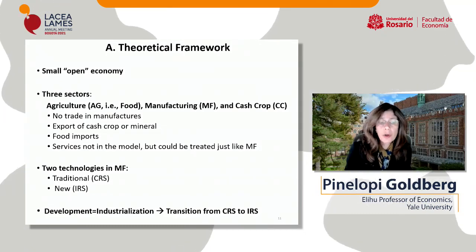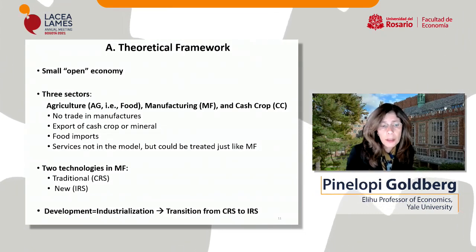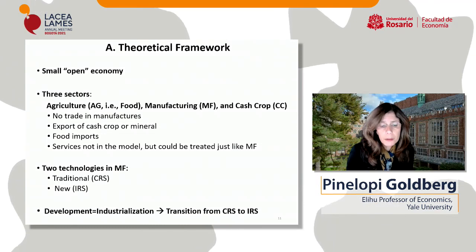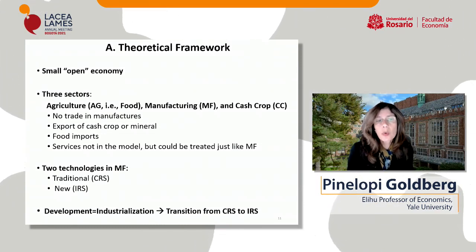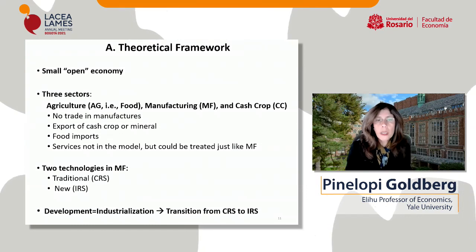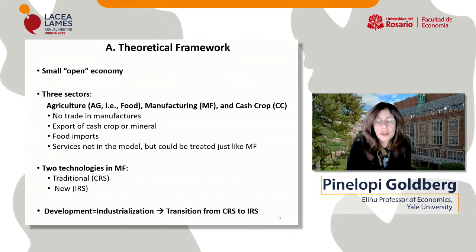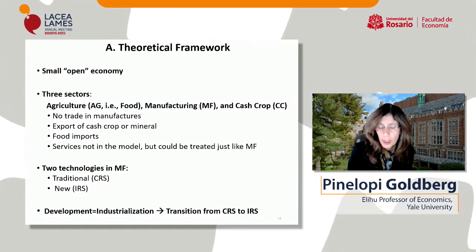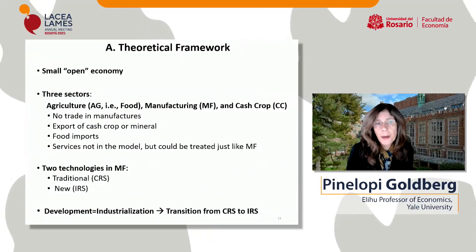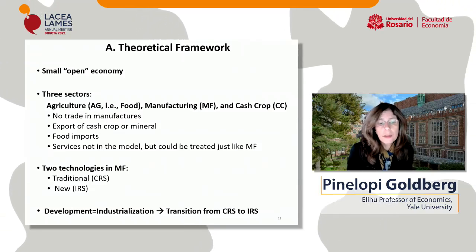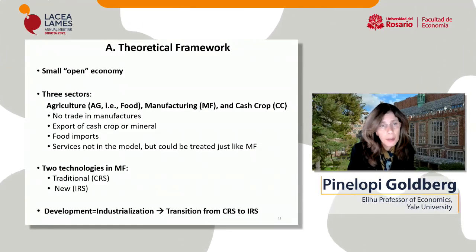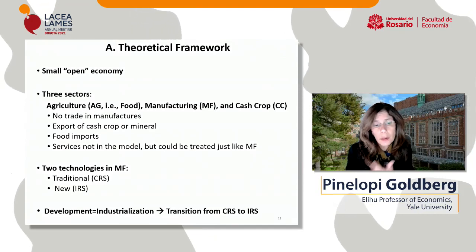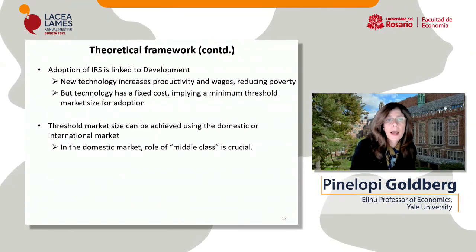In manufacturing, there are two technologies. There is the traditional technology, the constant returns to scale technology, and then there is a new increasing returns to scale technology. And development in this framework is equal to industrialization. So it's identified as the transition from the constant returns to scale to the increasing returns to scale technology. So here you can see the structural transformation framework. There is duality. There is the CRS sector and the IRS sector. And again, development is identified with a transition of resources from the CRS sector to the IRS sector.